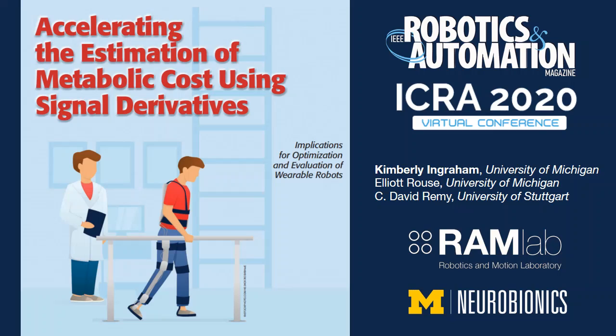The title of this work is Accelerating the Estimation of Metabolic Cost Using Signal Derivatives, Implications for Optimization and Evaluation of Wearable Robots. This paper is published in the March 2020 issue of the Robotics and Automation magazine, and we're excited to present this work to the ICRA community through the RAM to ICRA initiative.